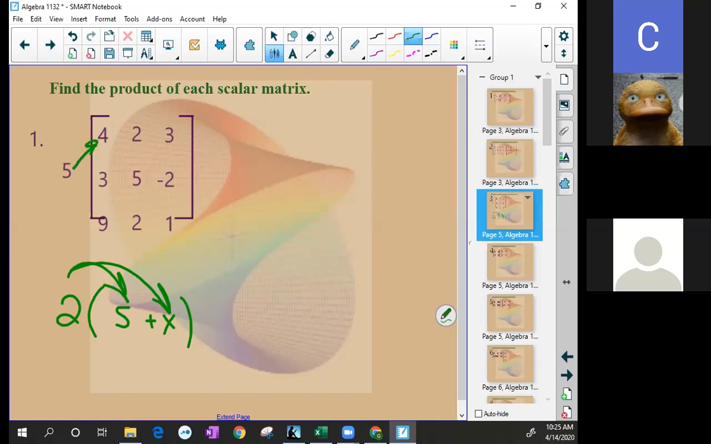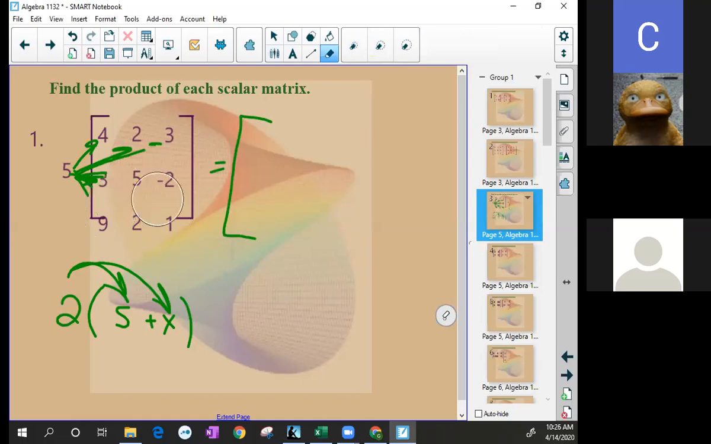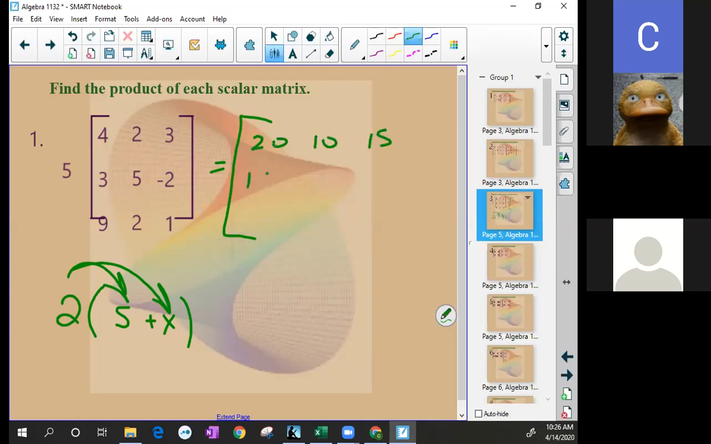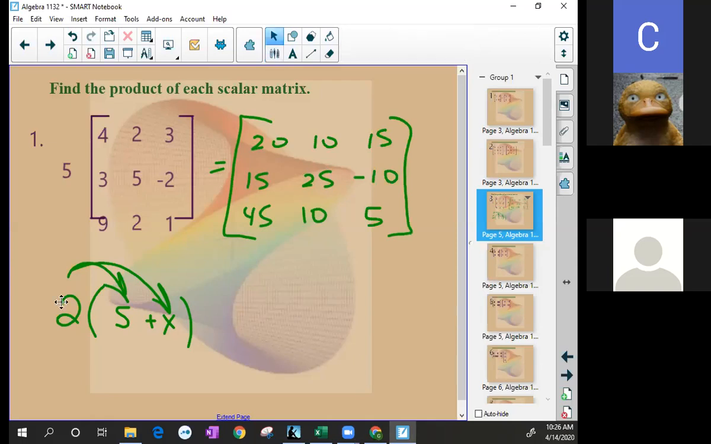And so that 5 is going to multiply every number inside that matrix and create a new matrix with the new values. I can't see my numbers because of all my ink. So we're going to have 20, 10, 15, 15, 25, negative 10, 45, 10, and 5. So scalars are pretty simple. Just remember your rules for negatives and positives.